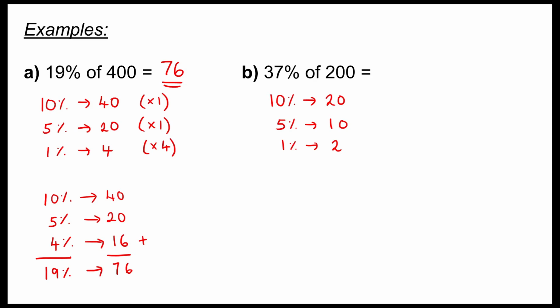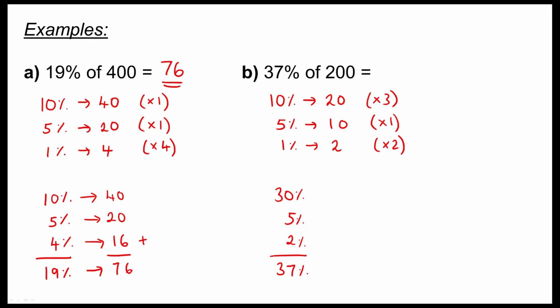I then need to decide how many of each of these I need in order to get 37% in total. I'm going to have 3 lots of 10%, that's going to give me 30%. I want 1 lot of 5%, which gives me another 5%. And I want 2 lots of 1%, which is going to give me another 2%. That's 37% in total.